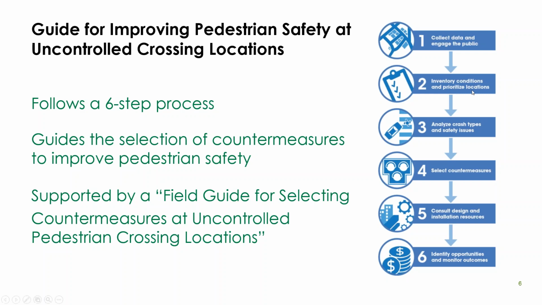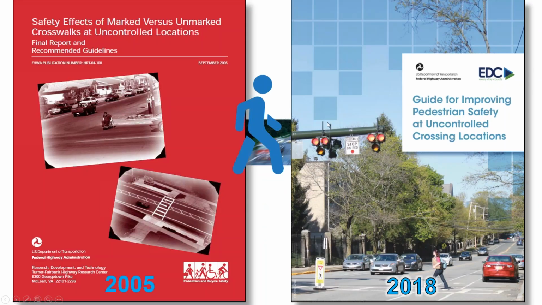But today, we're really covering a key step in this process, step 2, where we inventory conditions and prioritize locations. And the inventories that we collect are really key in this whole process. So it's really important to start out with that useful information at the outset. So we'll talk today about how we can get there.